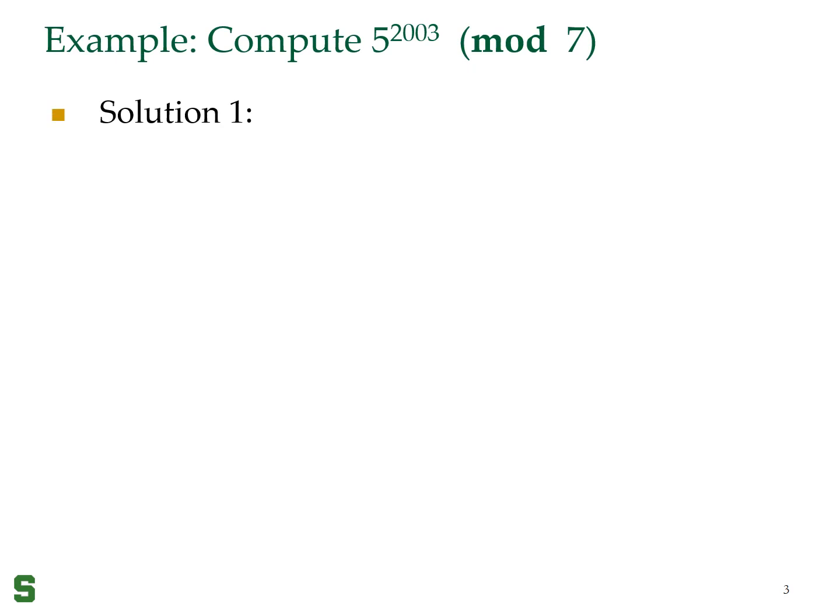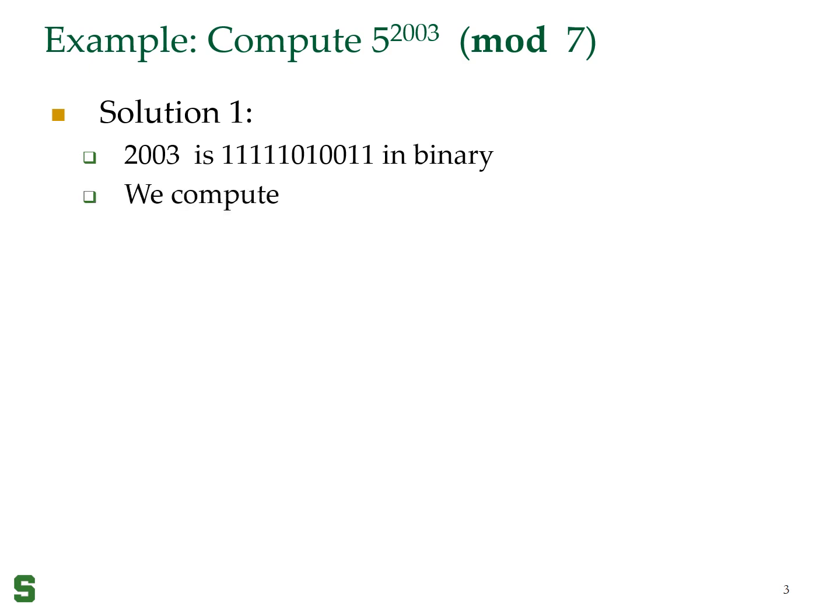Now, one way we can use this theorem is to compute examples like 5 to the power 2003 mod 7. So the first solution is what we studied earlier. We write the number in binary, and then in this case we have 2003 written in binary like this.